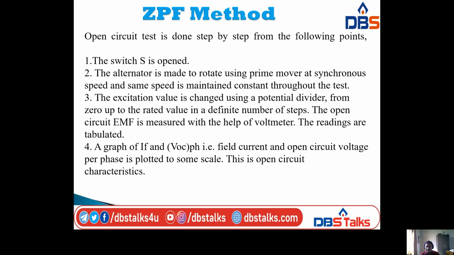Once we have taken these values, we have to tabulate these readings, that is the open circuit EMF value from the voltmeter. Coming to the fourth point, a graph of field current and open circuit voltage per phase is plotted to some scale. Here the graph is drawn between field current and open circuit voltage per phase. It gives the open circuit characteristics of the ZPF method.